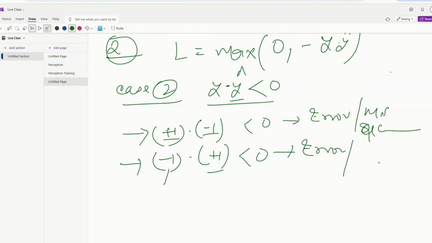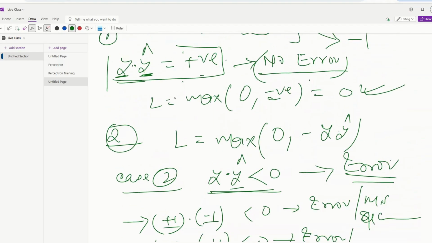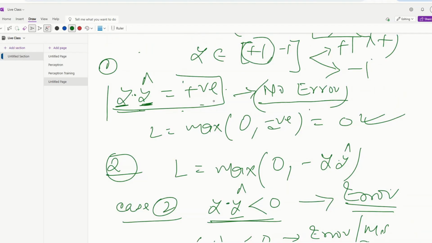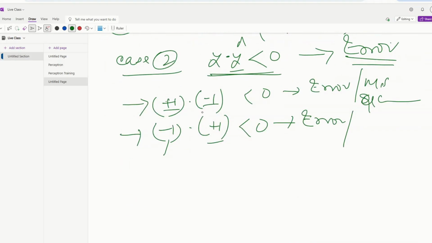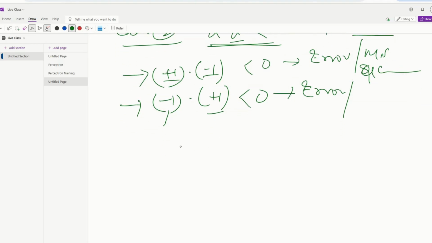It's a misclassification point. So if y into y predict is negative, it's an error case. In the first case, if y into y predict is positive, if the multiplication is positive, there is no error, and the loss will be 0 according to my loss function. But if y into y predict is negative, there's an error case. Now think about the loss function. Loss is saying what? Max of 0, minus y into y predict.